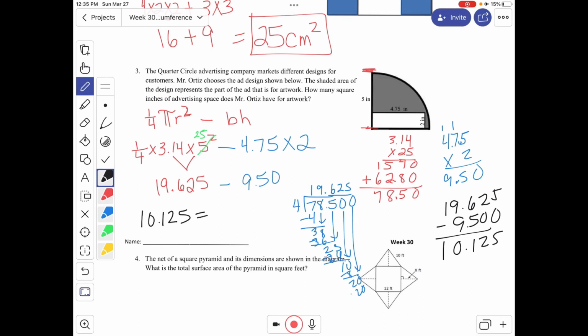Well, just in case they want that as a fraction, what is 10.125? Remember, 0.125, what fraction would that be? 10 and 1/8. That was one that you were supposed to memorize. So the area is 10 and 1/8 inches.